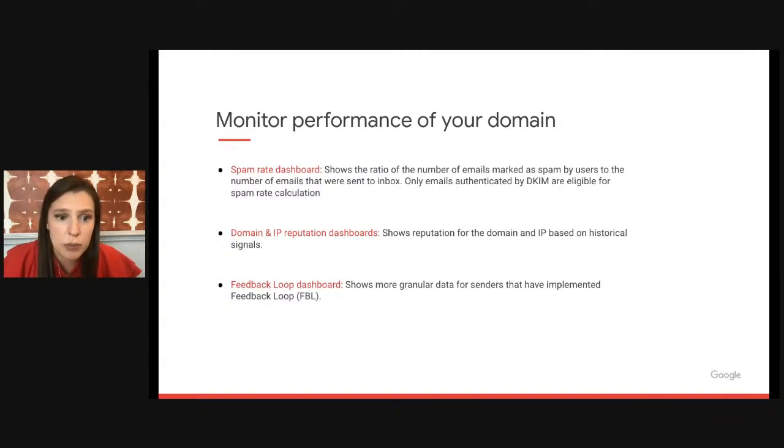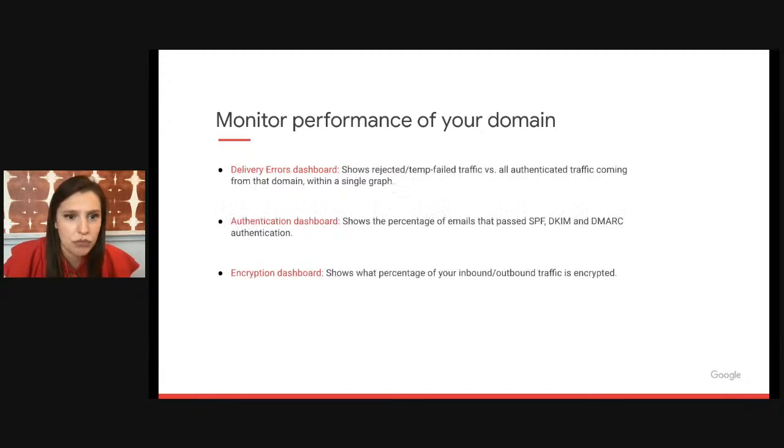And then your feedback loop dashboard. It really shows that granular data for senders that have implemented the feedback loop. Then we'll look at the delivery errors dashboard that shows rejected and temp failed traffic, as well as all authenticated traffic coming from each single domain. So make sure that you're registering all the different domains that you might use. So that newsletter, donations, make sure that you're registering all of those domains.